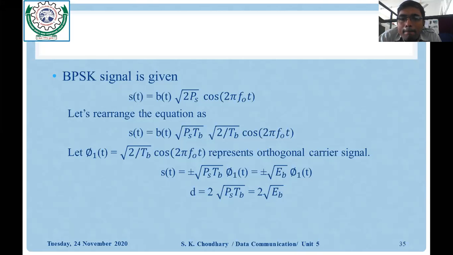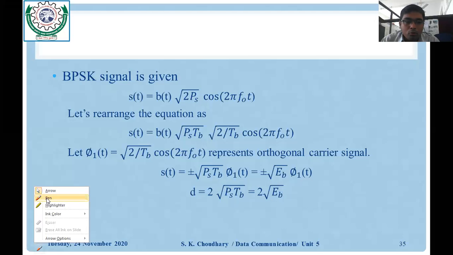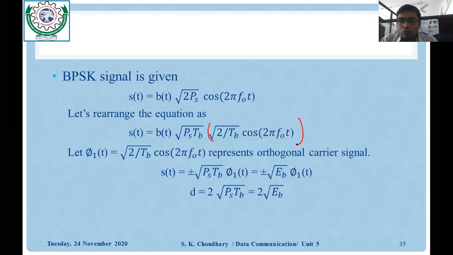So it would become BT square root of PS TB into square root of 2 upon TB cos 2 pi f naught t. Here the term square root of 2 upon TB into cos 2 pi f naught t would be nothing but an orthogonal carrier signal, that is phi 1 t. Generally the signal space diagram is drawn with the help of an orthogonal carrier signal.